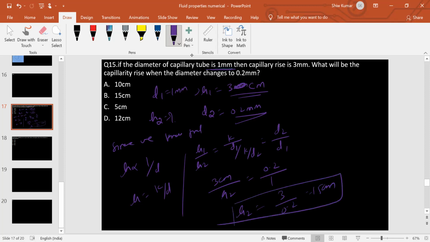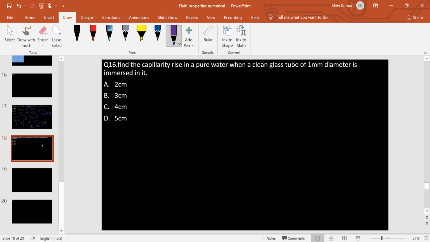So here you can say directly that the diameter is decreasing from 1 mm to 0.2 mm. It means a 5 times decrease, so there will be a rise of liquid by 5 times. So 5 into 3, we can directly say it's 15 centimeters. You only need to remember the formula here.